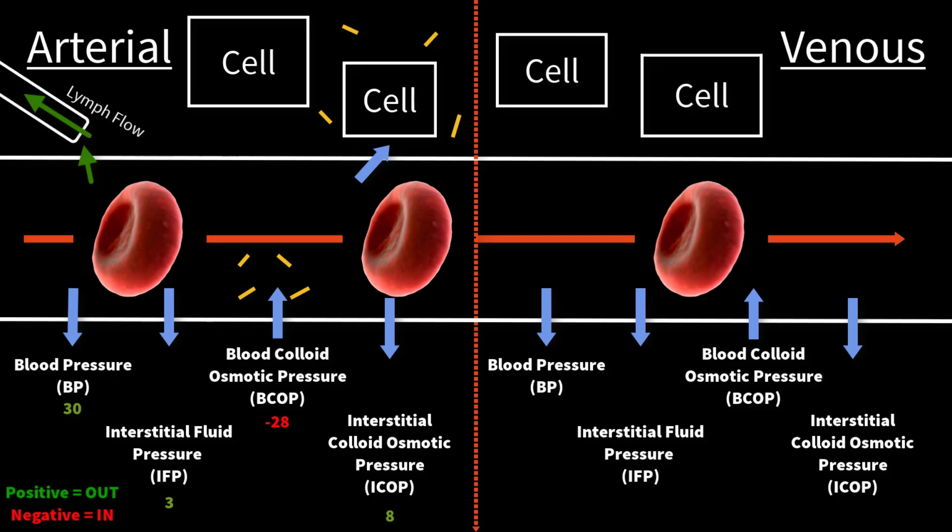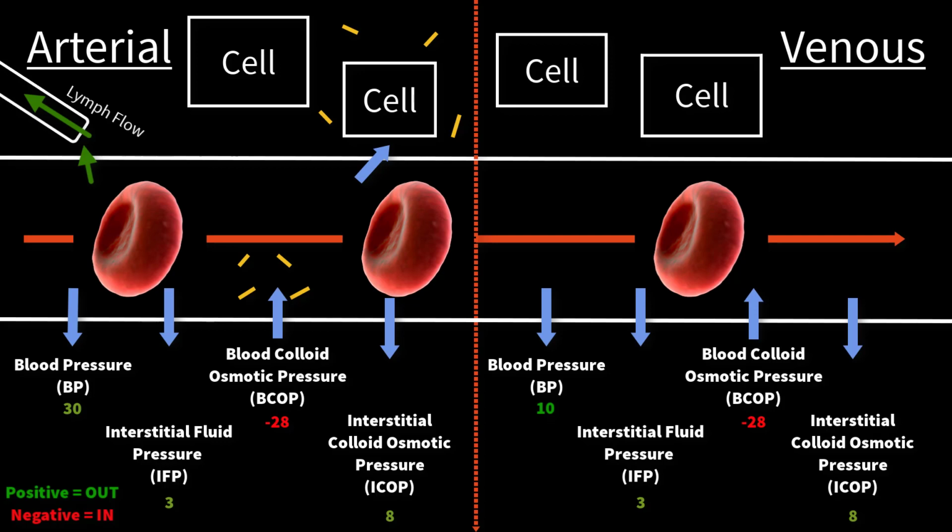On the venous end, the only number that's going to change is blood pressure. There's significant friction as the blood passes through the capillary, and the whole time the blood's getting further away from the pumping of the heart. Consequently, by the time the blood reaches the venous end, it now only has a pressure of 10. So the lymph's still doing its job, the IFP number is the same, and neither ICOP nor BCOP should change. In a healthy individual, proteins don't cross the vessel wall.